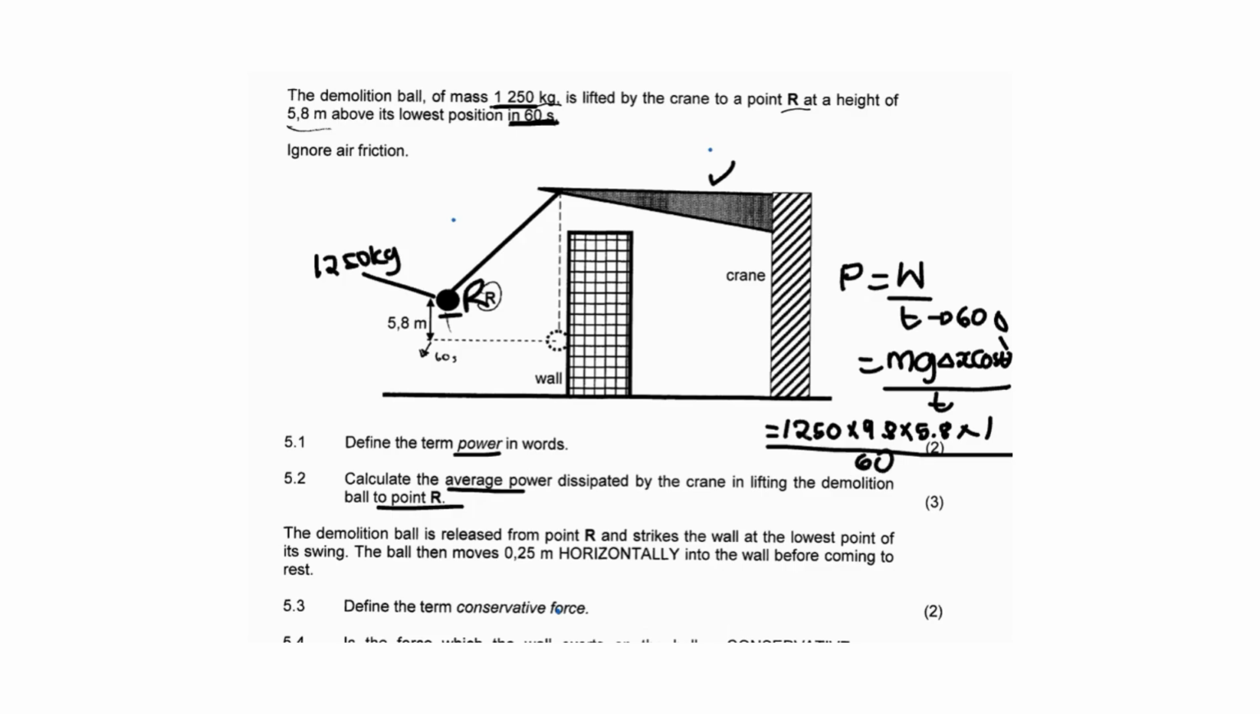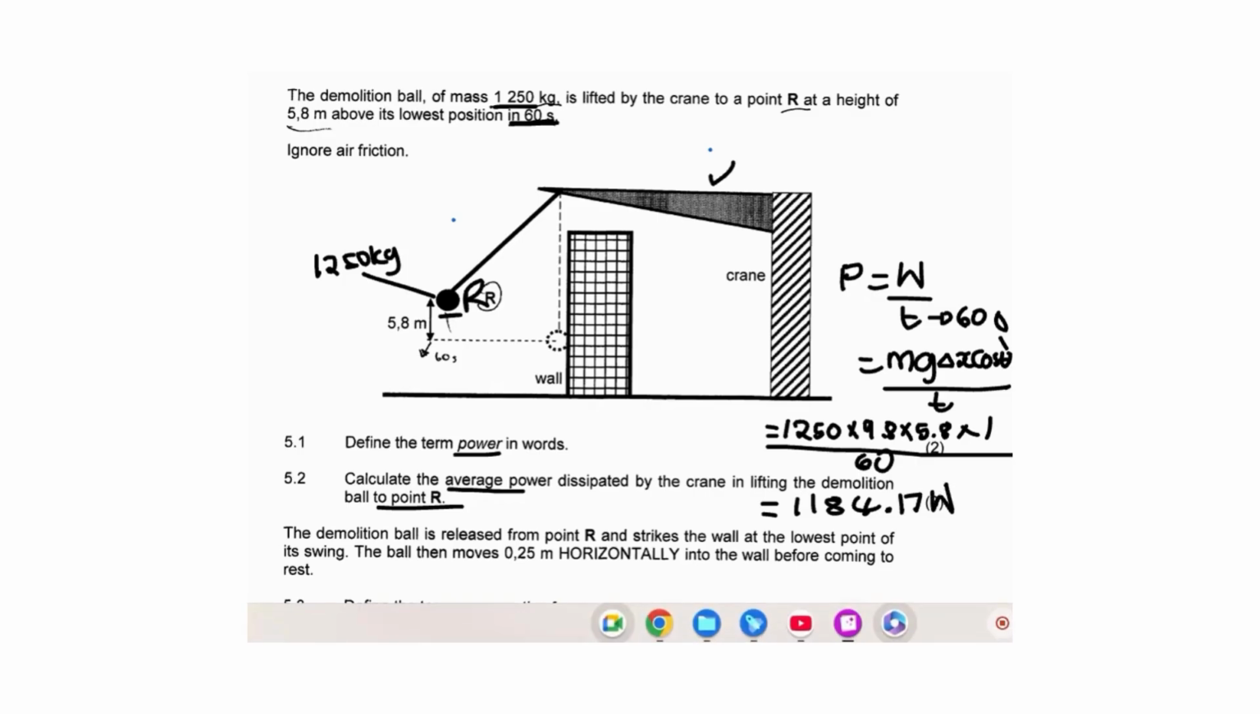So I'm gonna quickly plug that on my calculator. 1250 times 9.8 times 5.8 divided by 60 seconds, and that gives me the power that is 1184.17 watts. So that is the power that the crane dissipated in order to lift the demolition ball.